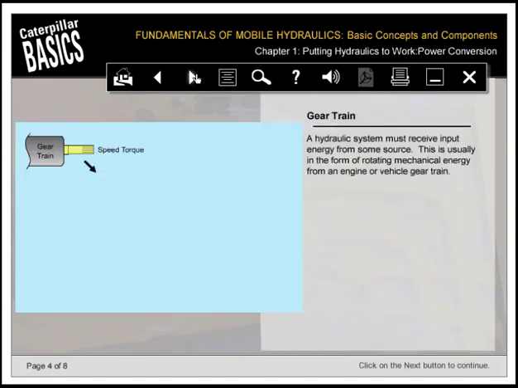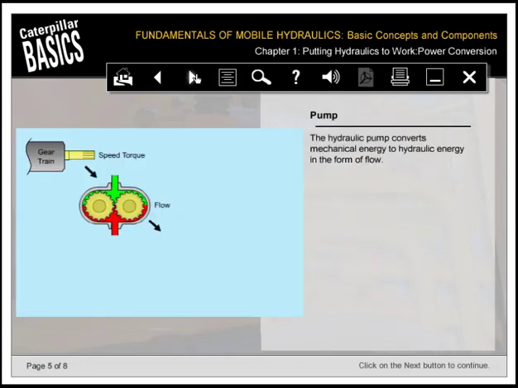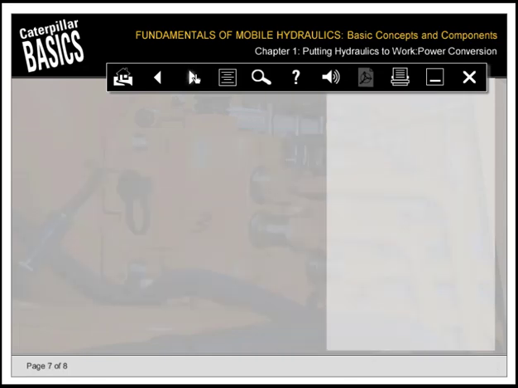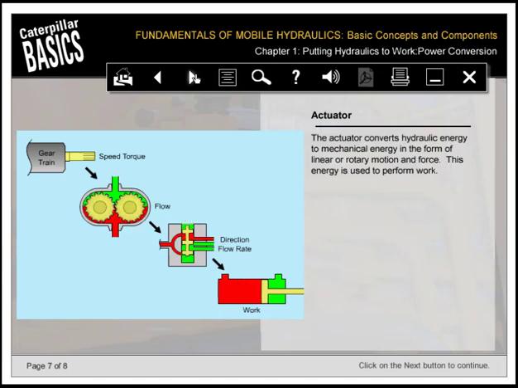A hydraulic system must receive input energy from some source. This is usually in the form of rotating mechanical energy from an engine or vehicle gear train. The hydraulic pump converts mechanical energy to hydraulic energy in the form of flow. Valves control the transfer of hydraulic energy through the system by controlling fluid flow and direction. The actuator converts hydraulic energy to mechanical energy in the form of linear or rotary motion and force. This energy is used to perform work.